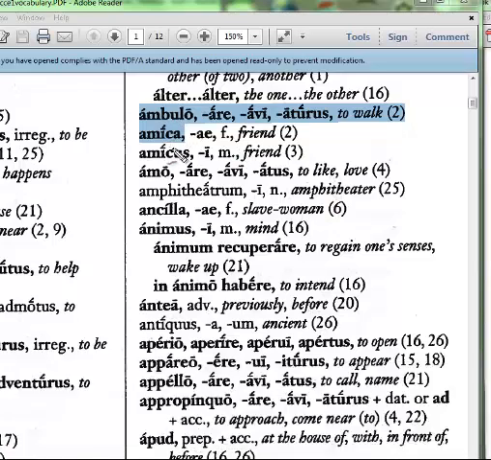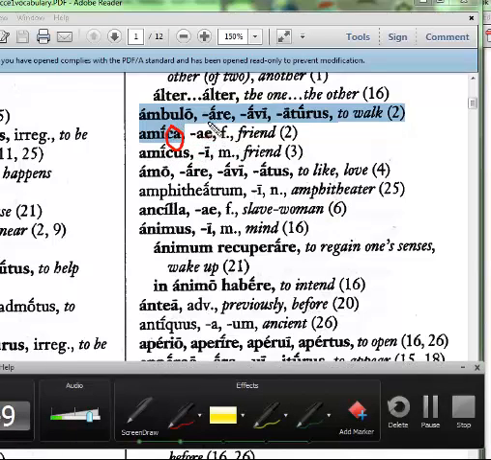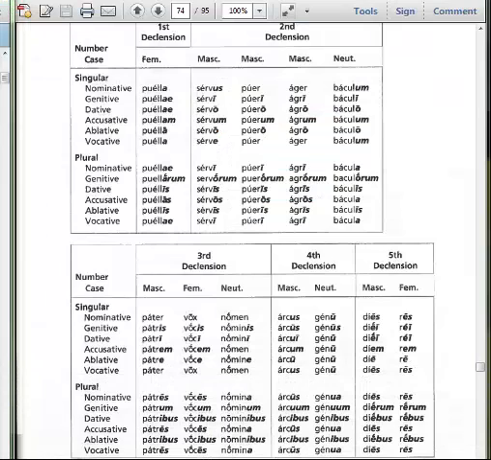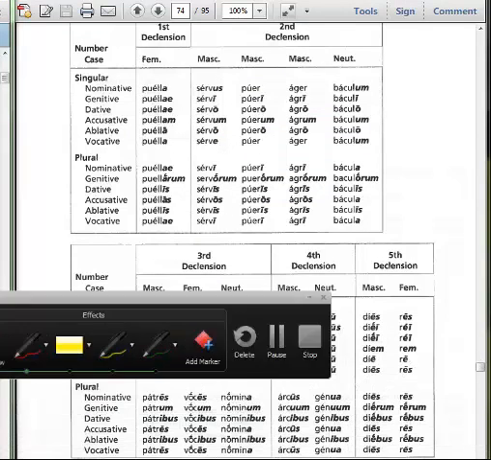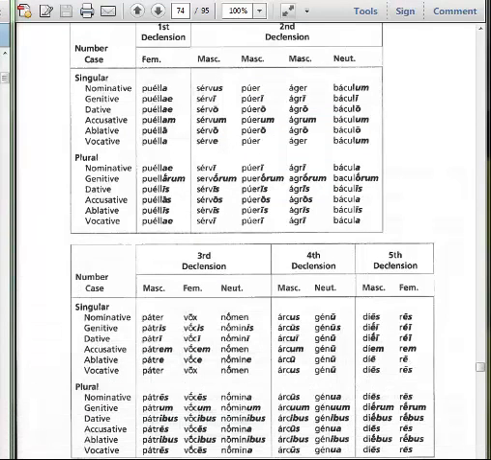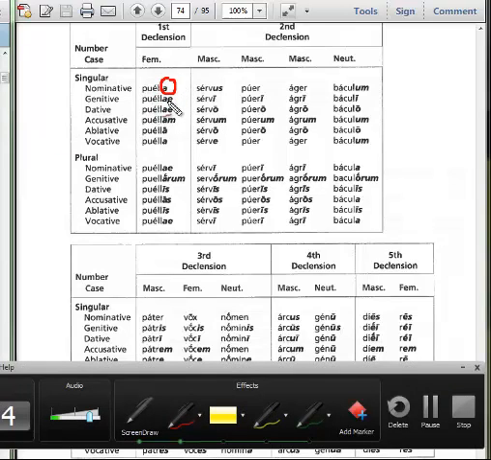Here we have the nominative ending is A and the genitive ending is AE. And here's another one. Here we've got an A nominative ending and AE as the genitive singular ending. So what declension would that be? Now we look back at our handy dandy chart, and we can see that the first declension has an A in the nominative singular, and it has an AE in the genitive singular. So the first two that we looked at were first declension.